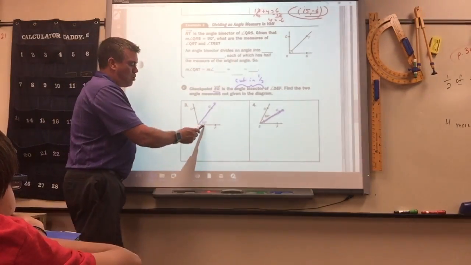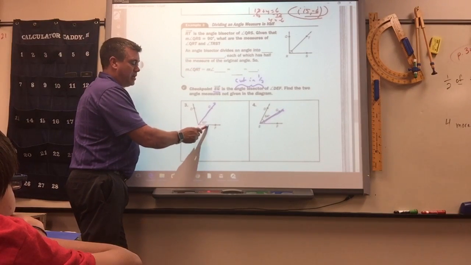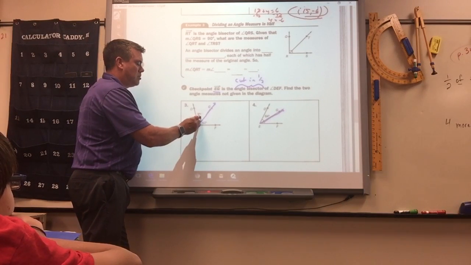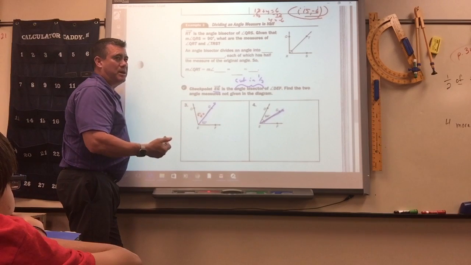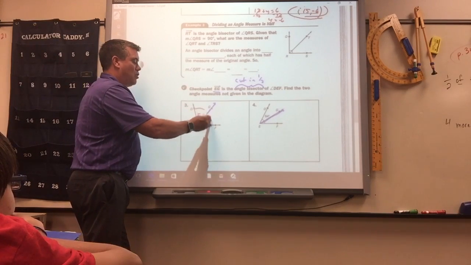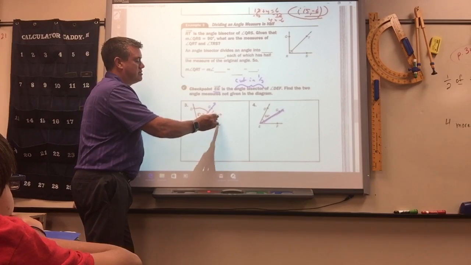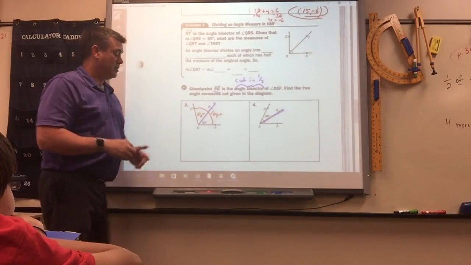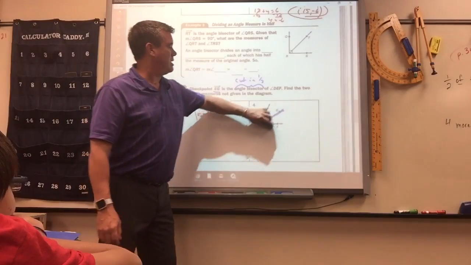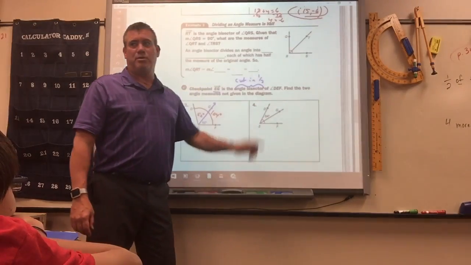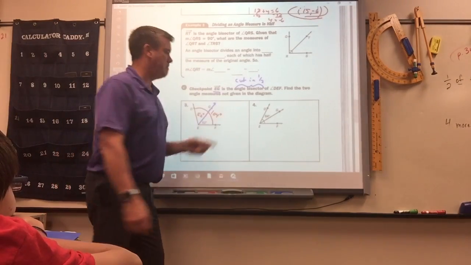So we know this is 52. So this is 52. What's the other angle measure? The whole thing is 110. Now, this is something that it does throughout the whole book. So everyone look at this so you don't ever get these wrong.